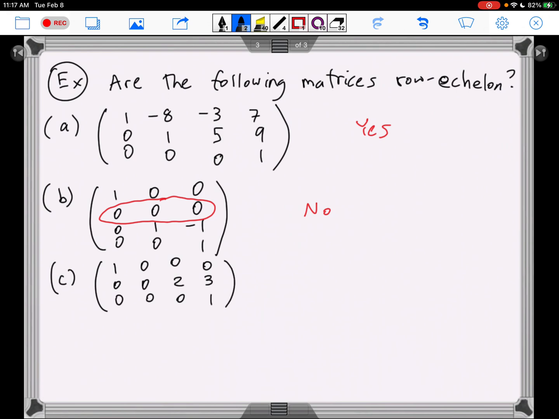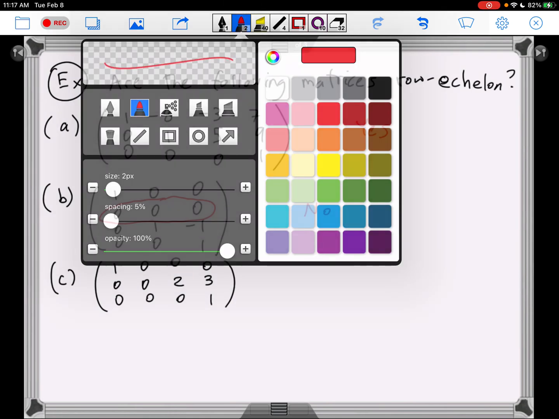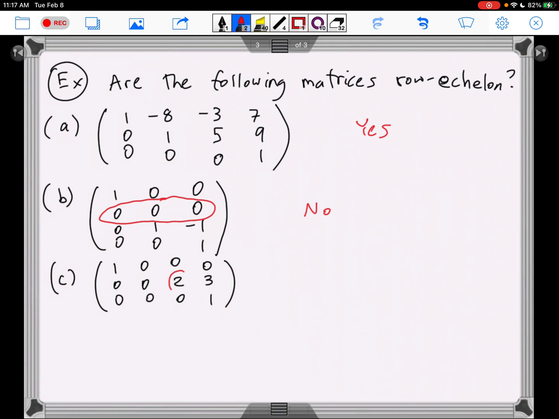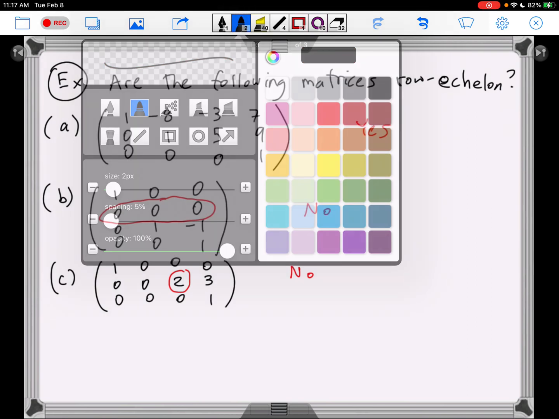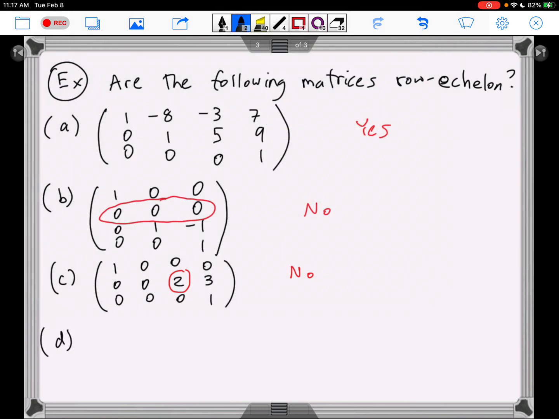Would this be considered row echelon? The answer is no. Why? Because the second row doesn't have a leading 1. It has a leading 2, doesn't it? So because of this guy right here, the answer is no. Okay. Let's try another one.